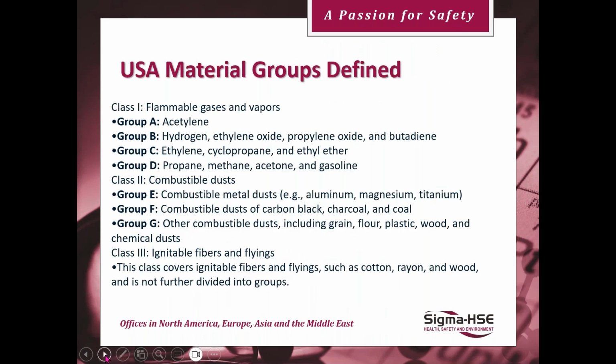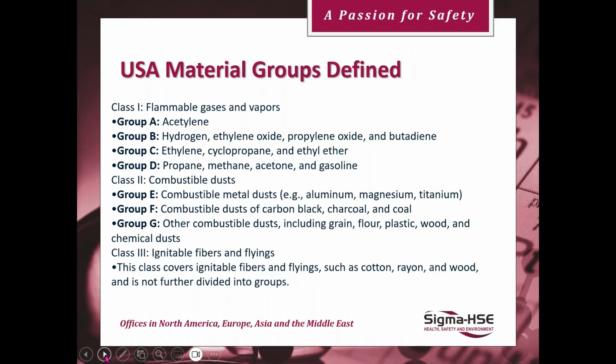So the USA material groups are defined here. Class 1, flammable gases and vapors. Group A, gases like acetylene. Group B, hydrogen, ethylene oxide, propylene oxide, butadiene. Group C, ethylene, cyclopropane. Group D, propane, methane, acetone.